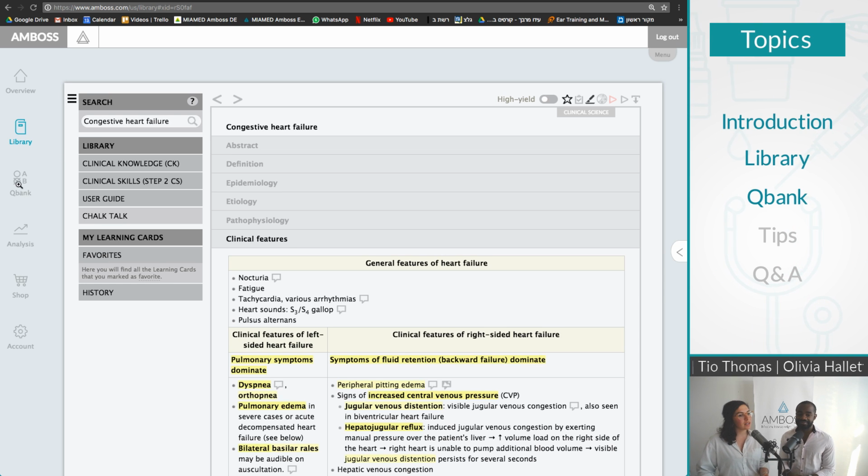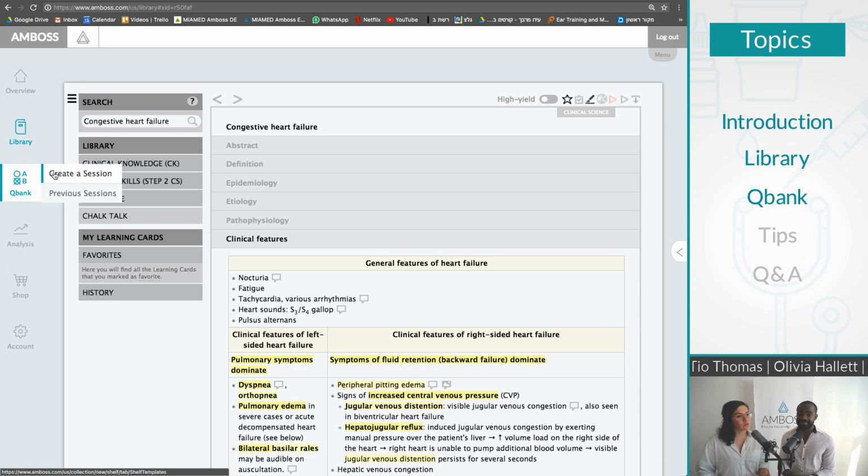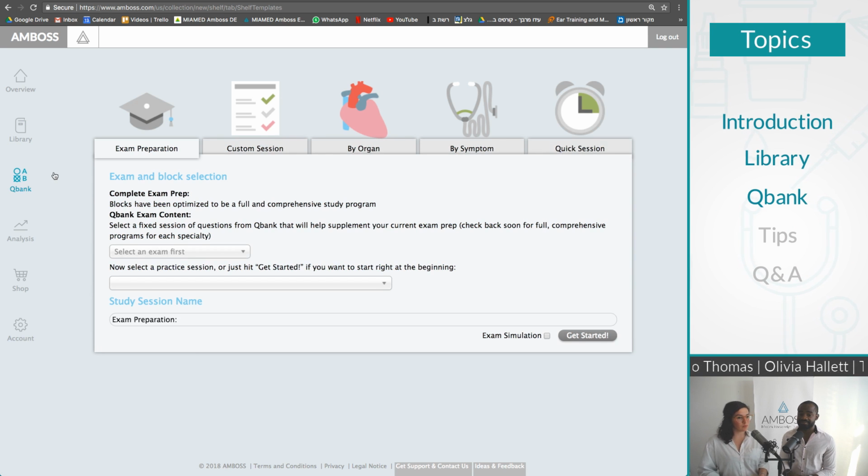So we can access the Qbank in a couple different ways. If you want to be able to use the Qbank on your iPad, which is what we're going to show you, you need to set yourself up with a couple different blocks ahead of time so that they're in your overview area.